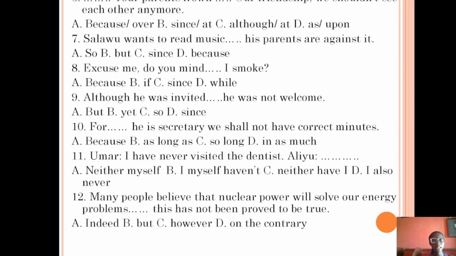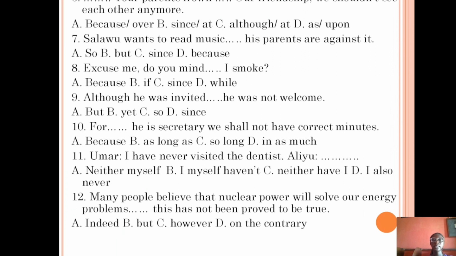Question 6. Dash your parents frown dash our friendship, we shouldn't see each other anymore. Our options: A, because and over. B, since and at. C, although and at. D, as and upon. The correct option is option B. Since your parents frown at our friendship, we shouldn't see each other anymore.